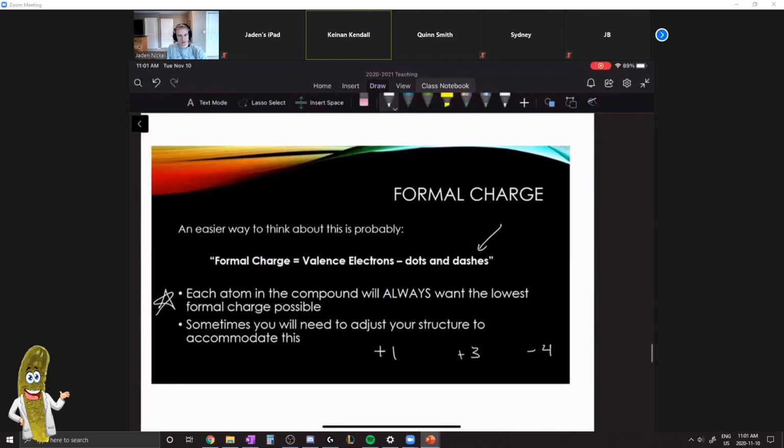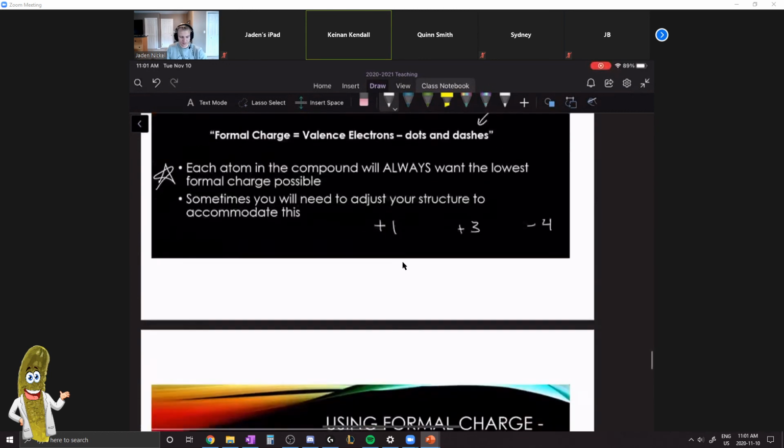Correct. As far as counting formal charge, you count them as 1. When you're counting the octet rule, you count them as 2. Yeah.